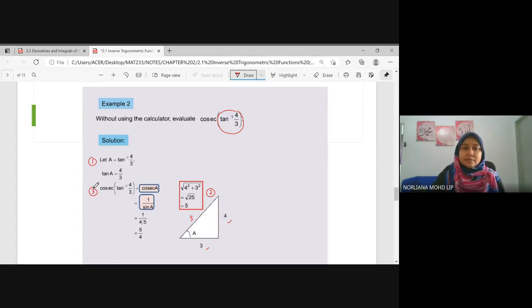Okay, the third step. We apply the formula. We must transform this cosecant into another formula, cosecant A equal to 1/sin A. So 1 over sin A, and sin A is 4/5, the opposite over hypotenuse. So we get cosecant A equal to 5/4.